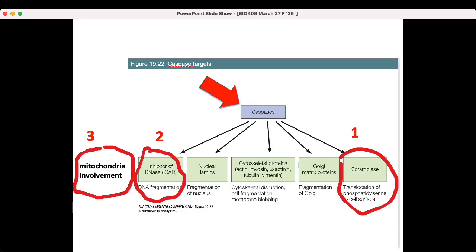Right? So the book shows this figure, and what I circled is that these are sort of the actions that we're going to learn about, like the actions of apoptosis. And the first one is this one, translocation of phosphatidylserine to the cell surface. So it just means to flip it from the inner leaflet to the outer leaflet.